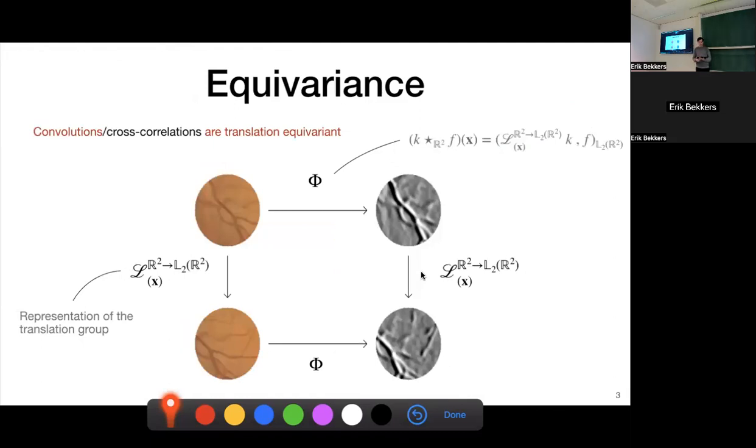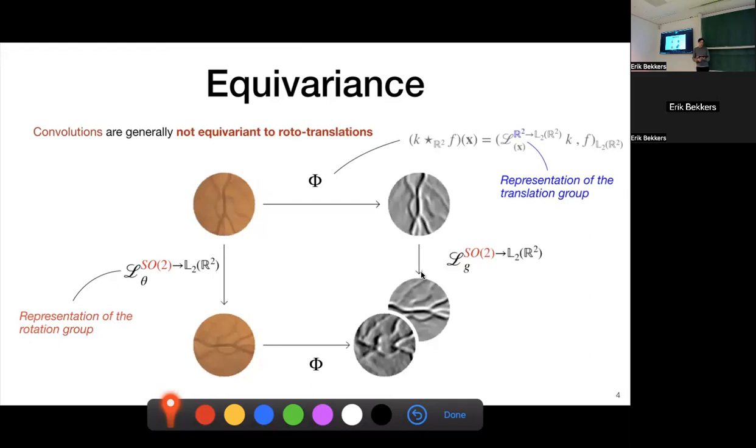And actually, this might be a nice exercise to prove at home, but given this representational form and the linearity of this inner product, it's actually kind of easy to show that the convolution operator is indeed equivariant. Again, to reiterate: if we translate the input, then apply the convolution or correlation, it is the same as first applying the correlation and then translating. And both convolutions and correlations have the same equivariance property, by the way. That's also easy to show.